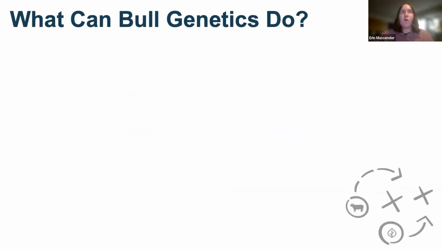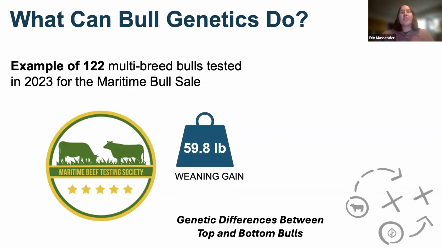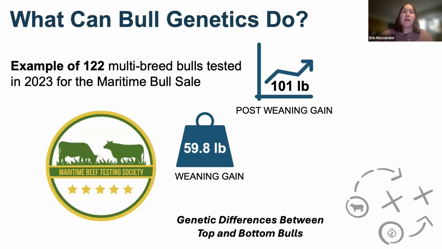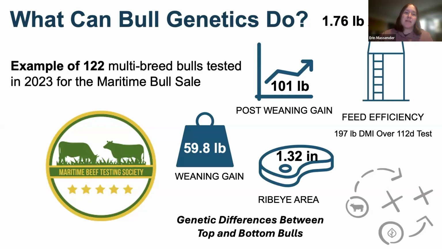Just as an example of what bull genetics can do, I took some results from the 2023 Maritime Bull Sale. We evaluated 122 bulls, again, the largest bull test publicly in Canada. And we looked at the genetic differences between the top and the bottom bull in this group. That difference was almost 60 pounds of weaning gain, just over 100 pounds of post-weaning gain, 1.32 inches of ribeye area, and 1.76 pounds per day of dry matter intake.